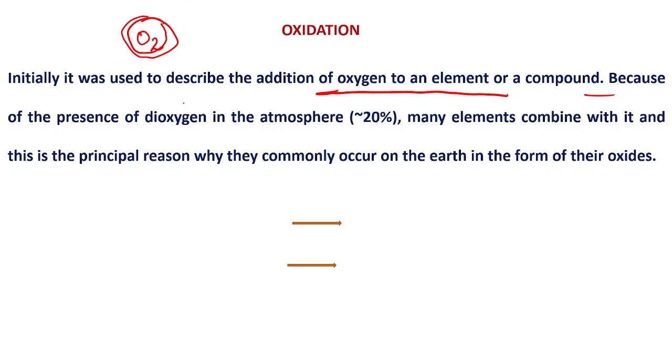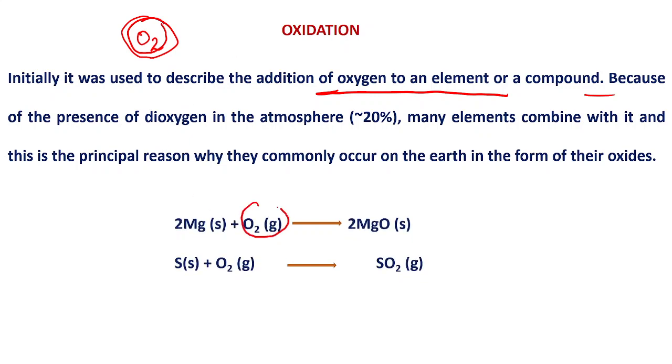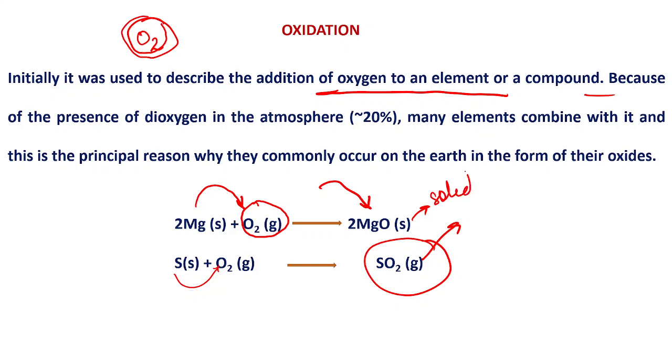oxygen, dioxygen, and they are available in the oxide form. Whatever I am talking about, these reactions will further clarify. You see, oxygen is available in the atmosphere in the form of O2, and magnesium metal combines with oxygen and forms MgO. Similarly, S and O2 combine together and form SO2. This S and this G are the states: S represents the solid state and G represents the gaseous state. Similarly, if somewhere there is L, it means the liquid state.